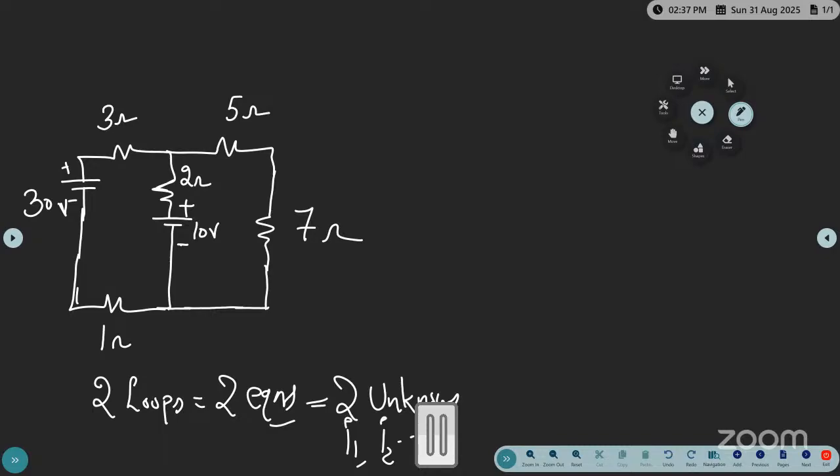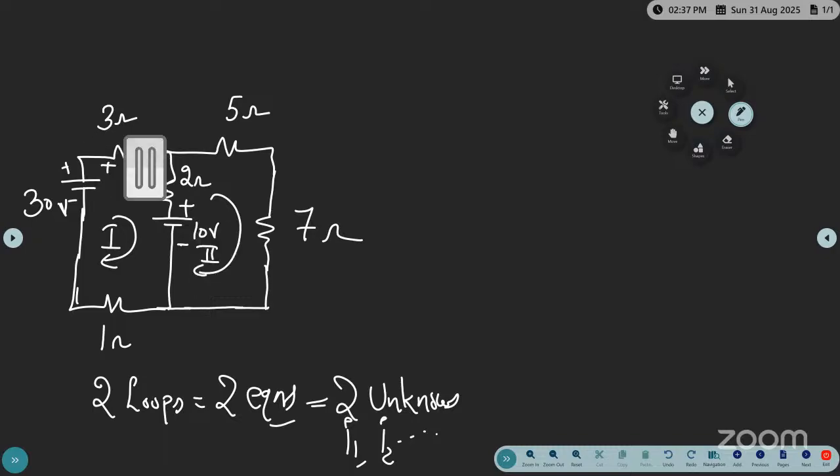After this, what do you have to do? Assign plus and minus symbols for individual elements. Which one is loop 1? Let us assume this is loop 1 and this is loop 2. Assign plus and minus symbols for individual elements by traveling in a clockwise direction. Plus, minus, plus, minus, plus, minus. Then the first loop is over. Second loop, plus, minus, plus, minus.